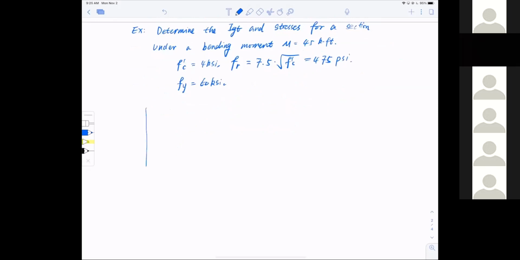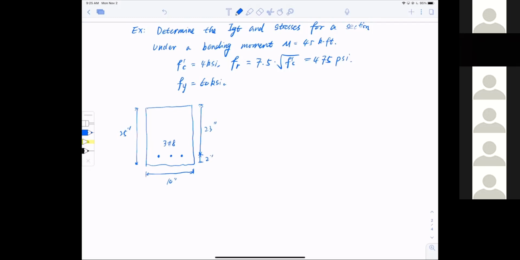Now the section looks like this, a pretty nice rectangular section. It has a width of 10 inches, and I have three number 8 bars. A little bit odd, three number 8 bars. The height is 25 inches, and the depth of the bars is 23 inches with a concrete cover of 2 inches. Pretty straightforward section.